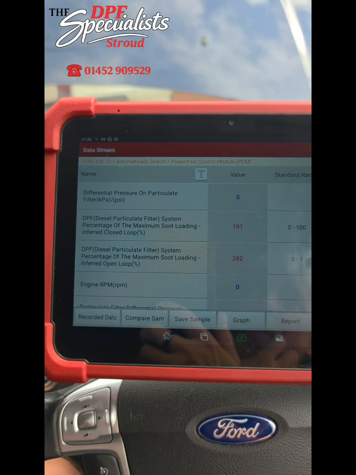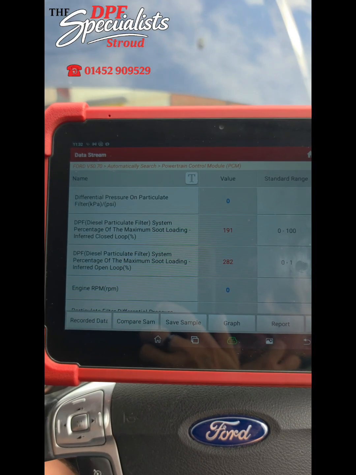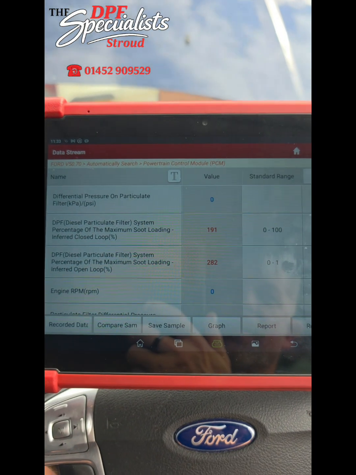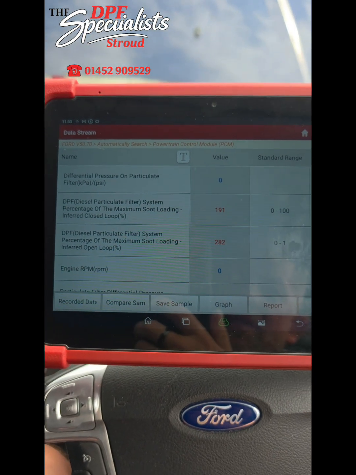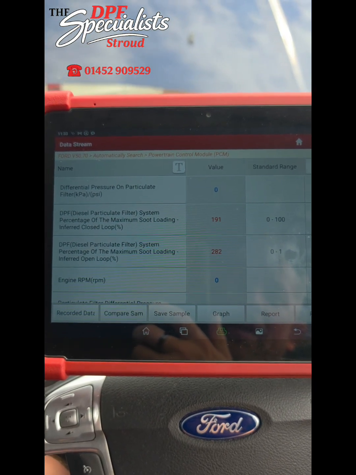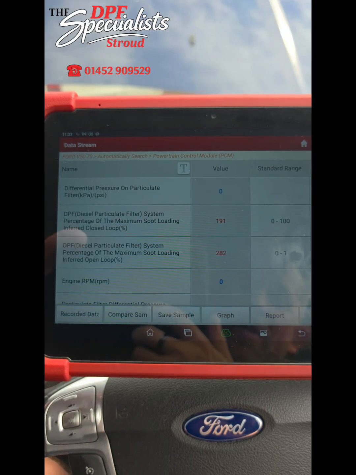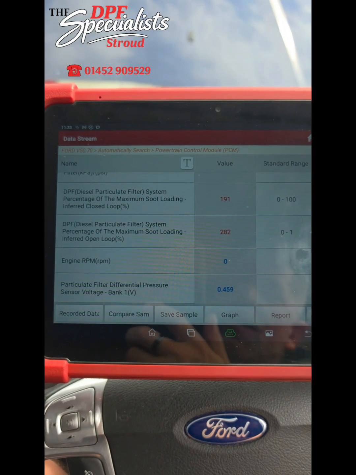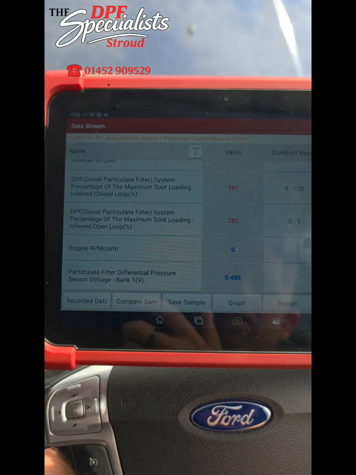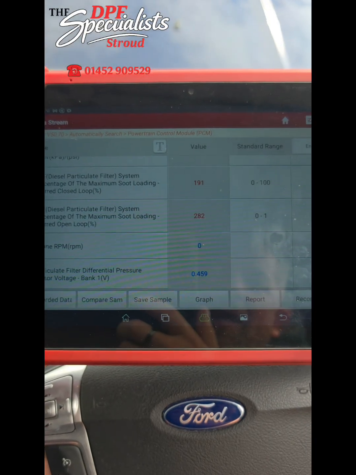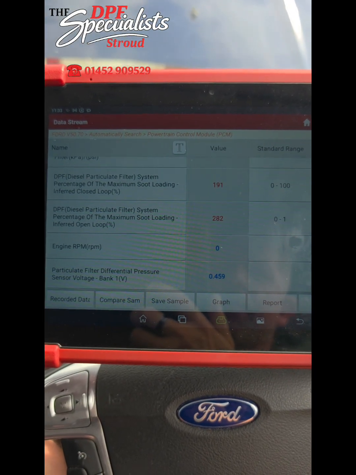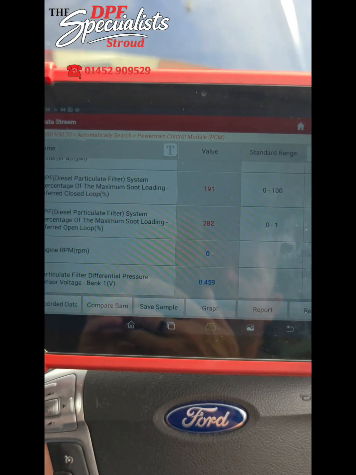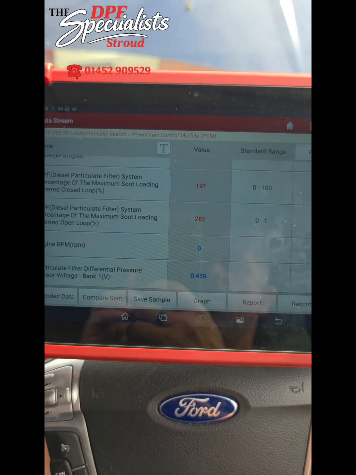Third one down, differential particulate filter system percentage maximum soot loading, 282%. Again, just a calculation. Engine RPM, as I said, ignition on, engine off. Engine's not running, but it will be shortly. Just want to check the voltage to the differential pressure sensor. All fine there. So what I'm going to do now is fire it up, check the live data, and show you again the what and why.